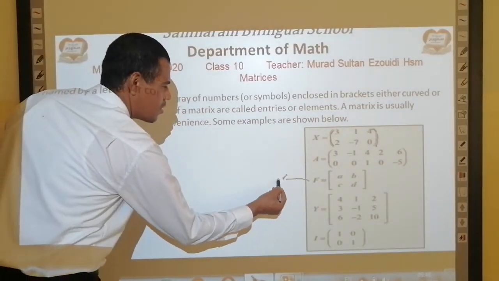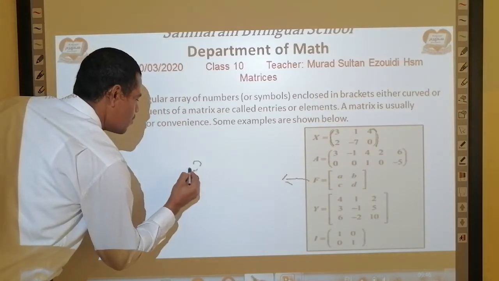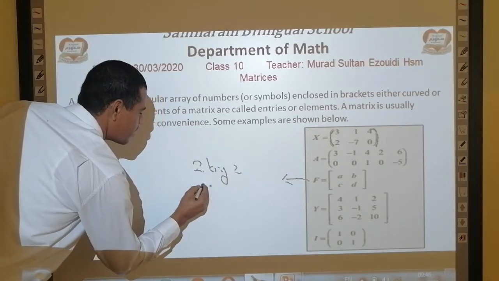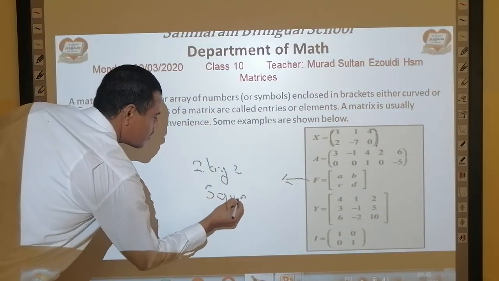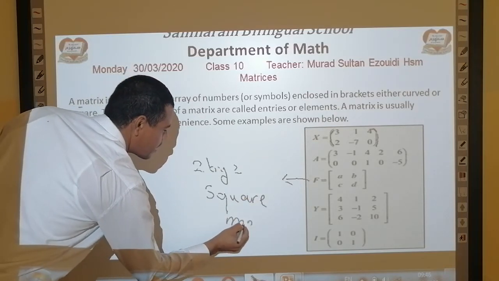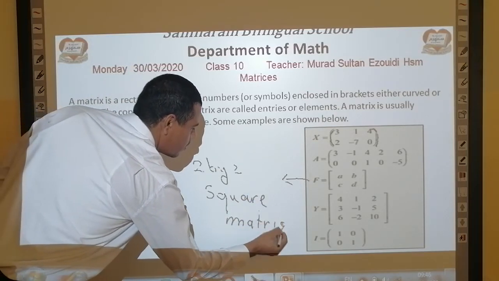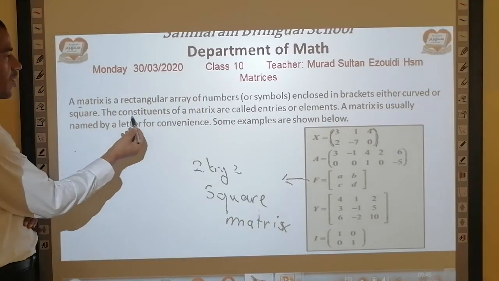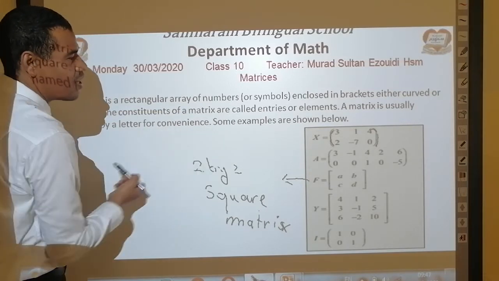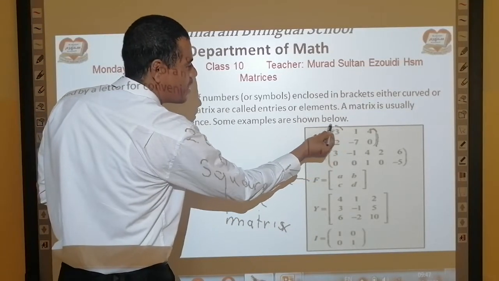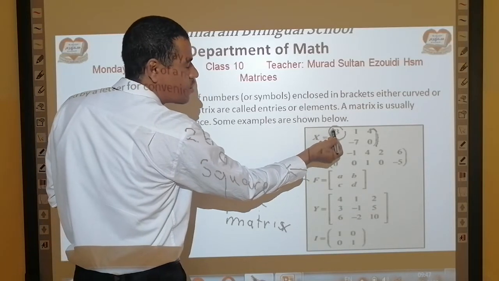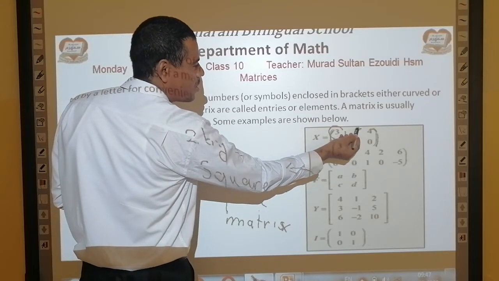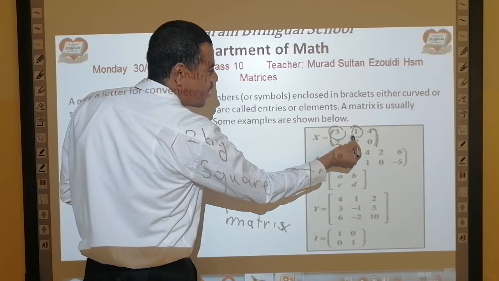This one is called a square matrix, 2 by 2. Then we said that the constituents of a matrix are called entries. This one, for example, is called an entry: the first entry is in the first row, first column, and the second entry is in the first row, second column, which is 1.